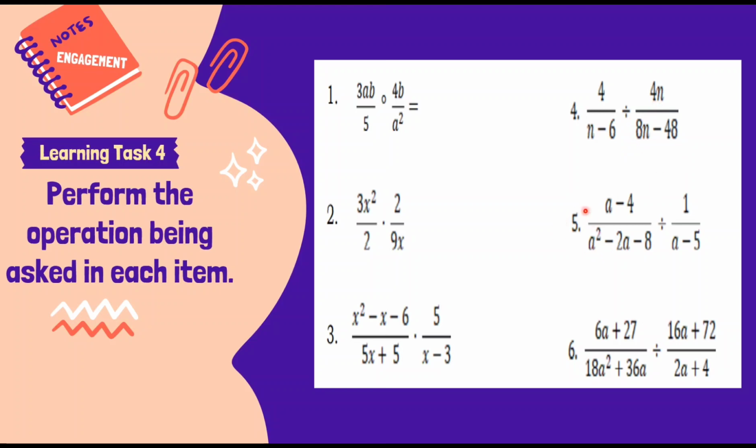And then for number 5, a minus 4 over a squared minus 2a minus 8 divided by 1 over a minus 5. And then number 6, 6a plus 27 over 18a squared plus 36a divided by 16a plus 72 over 2a plus 4. So don't forget to get the reciprocal of the divisor when the operation is division.